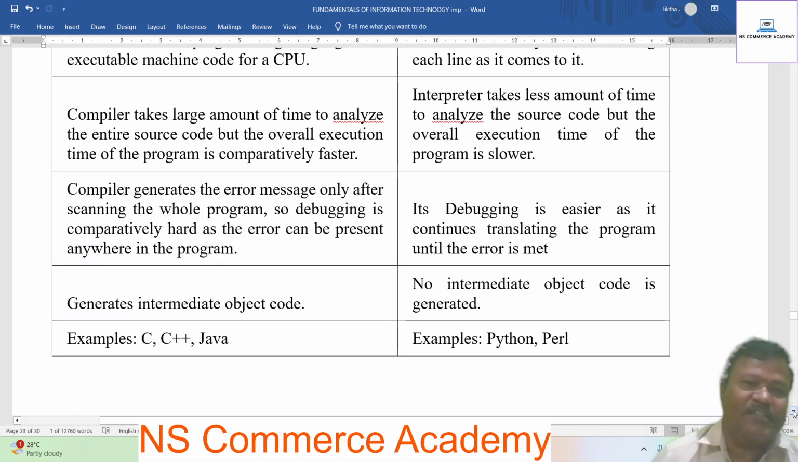Next, the compiler generates the error message only after scanning the whole program. So debugging is comparatively hard as the error can be present anywhere in the program.